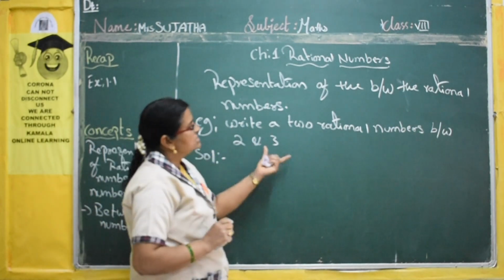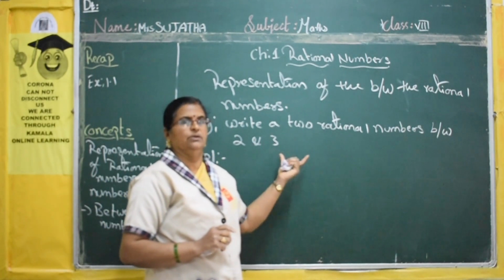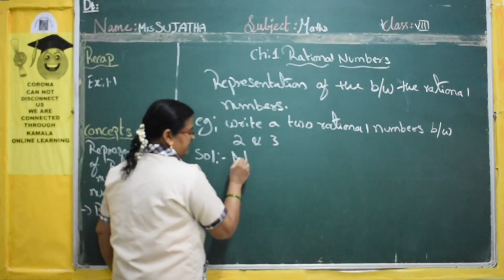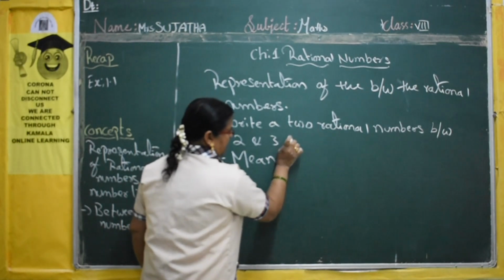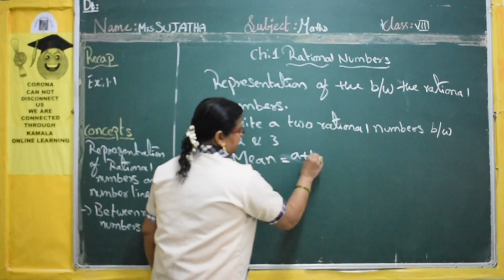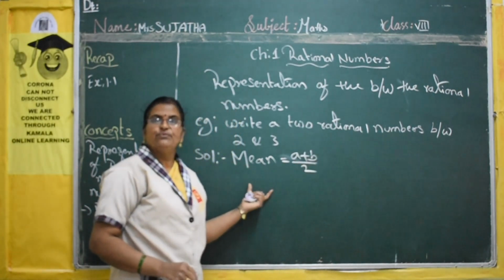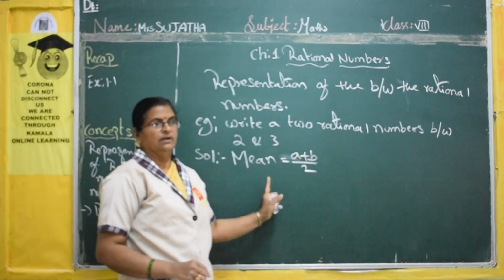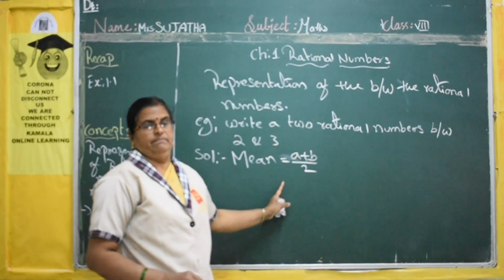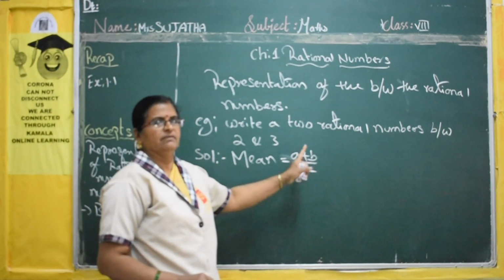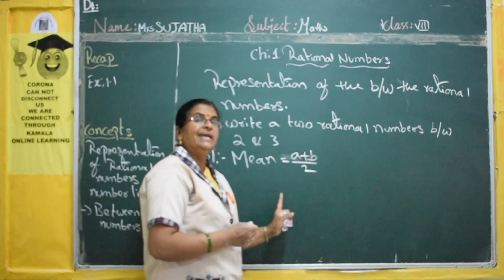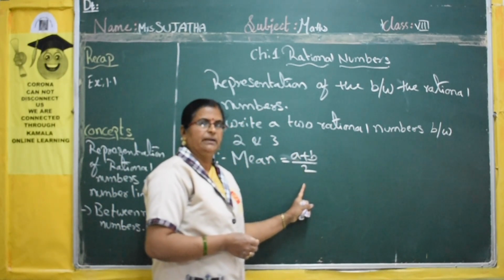Here, to find rational numbers between two numbers, we are using the mean method. What is the mean method? Use the mean. Mean is (a plus b) by 2. This is the mean formula that you will study in 9th class. That is the arithmetic mean: sum of the observations by number of observations. From that only we took the mean. Mean is (a plus b) by 2.